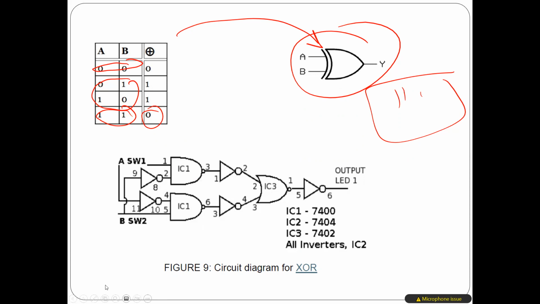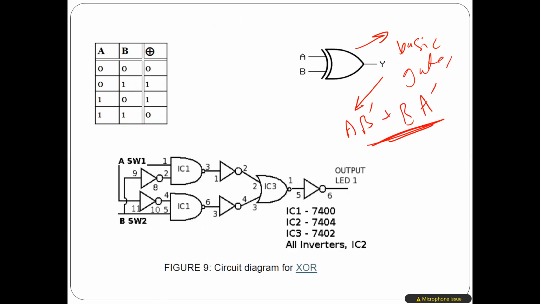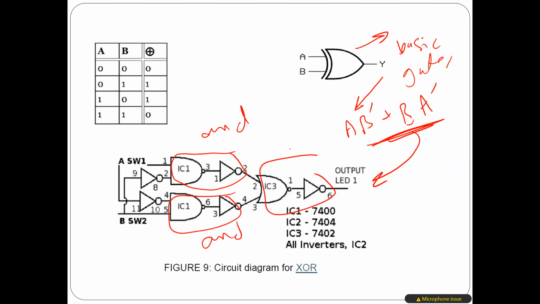Also, what you have to do in this lab is create this exclusive OR using the basic gates. As I explained in the lecture, Y here should equal AB prime or BA prime. And this is exactly what this circuit is doing. As you see here, this is AND, because it's NAND followed by NOT. This is another AND. And this is OR. So here we have 1 OR and 2 AND.